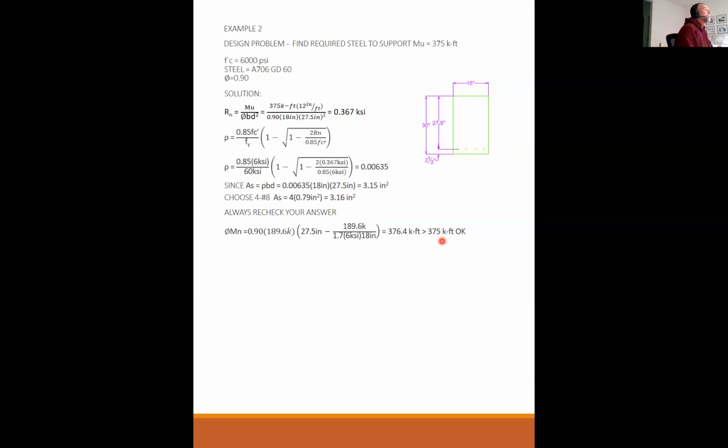I have another question. When you pick the number of bars, what do you do if you have an odd number of bars? It doesn't change anything. They're all in the same layer, so they're all at the same D. So all I would do is instead of 4, I put a 3 right there, and instead of 0.79, I would put 1.27 for a number 10 bar, and I get an area of steel. So odd number of bars, even number of bars doesn't make any difference at all. If they all fit in the same row, then it's just a total area of steel that matters.